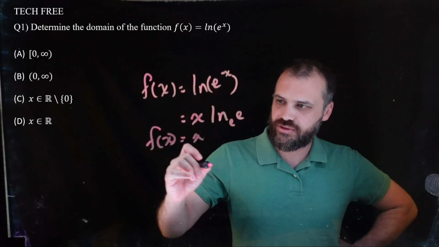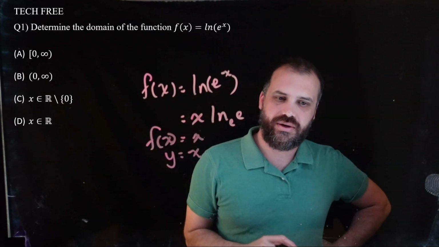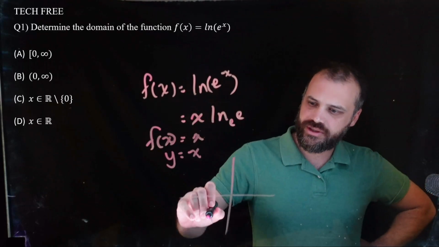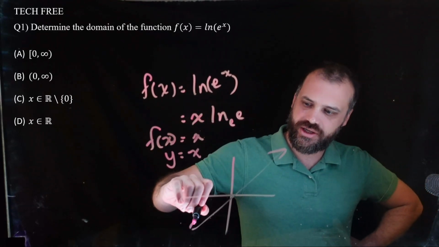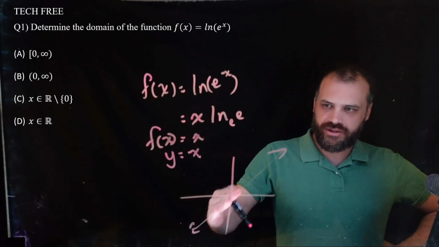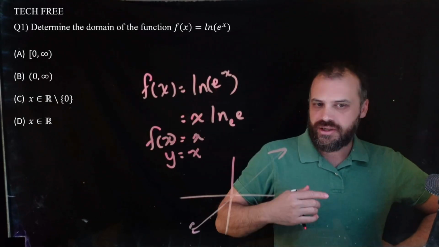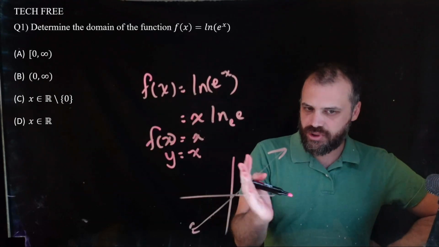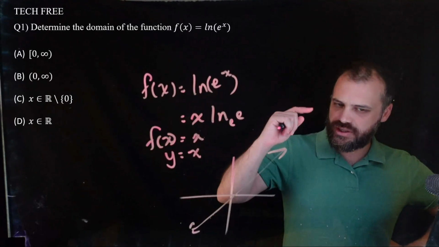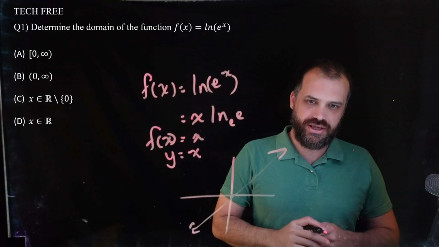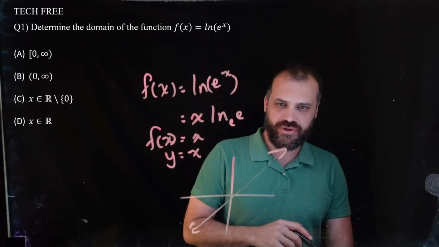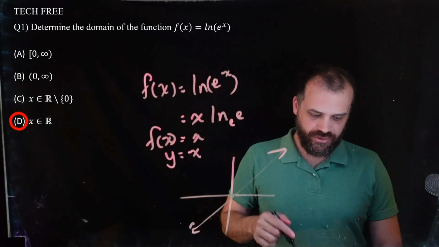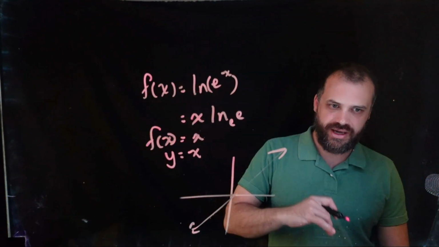You might have seen this in grade 9 as y equals x. So what does y equals x look like? It's a straight line, 45-degree angle, straight up like this. Now, what is the domain of that? Well, it can be all of the x values positive, all of the x values negative. It can be 0. It can be any of these things. Therefore, the domain is all of the real numbers, D. All right, let's celebrate. And next question.